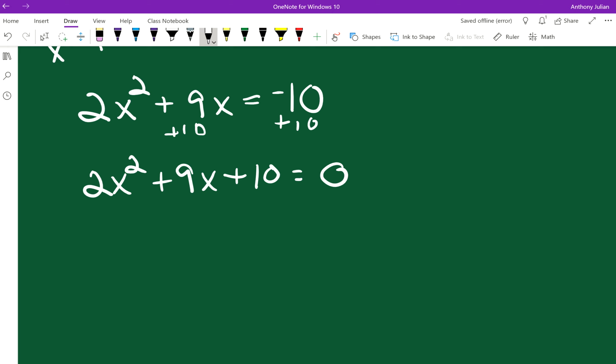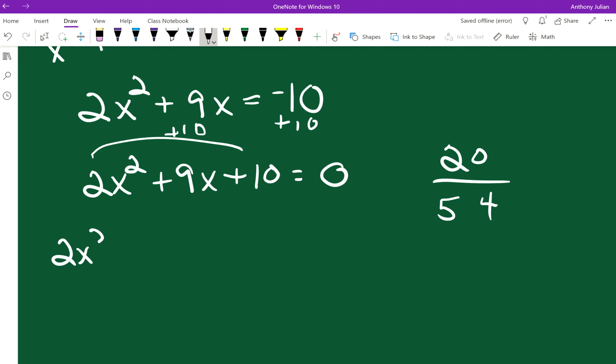This is the grouping method. So it's 2 times 10 is 20. Two factors of 20 that add up to 9 and multiply to be 20. So that's going to be 5 and 4. The next step is to rewrite the problem to be 2x squared plus 5x plus 4x. That's my 9x. And then plus 10. And of course it's equal to 0.